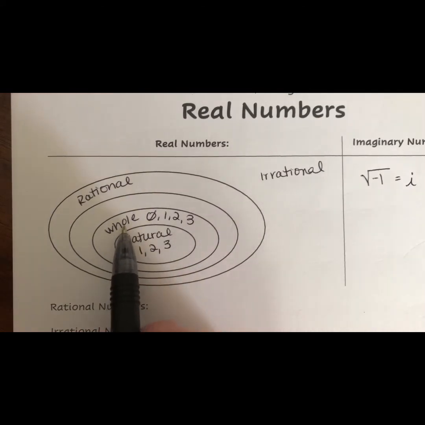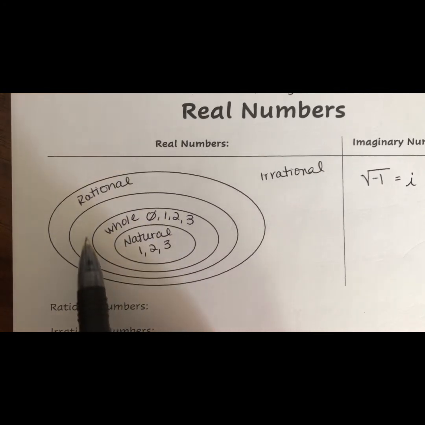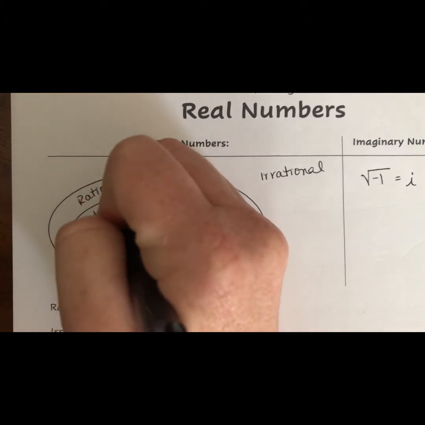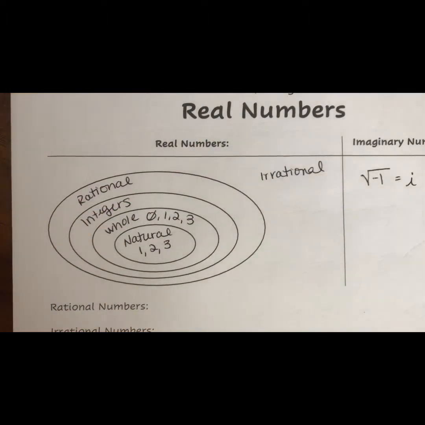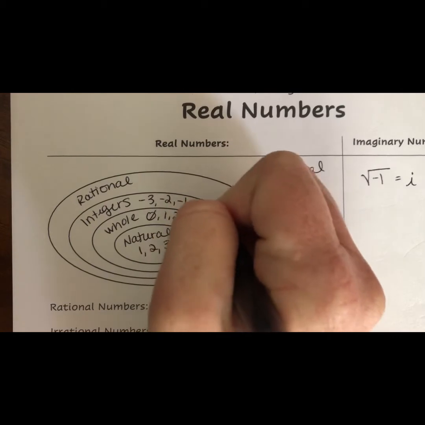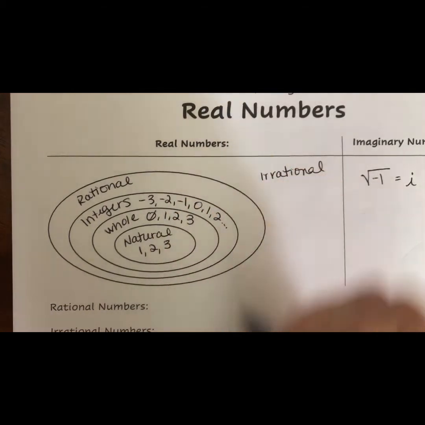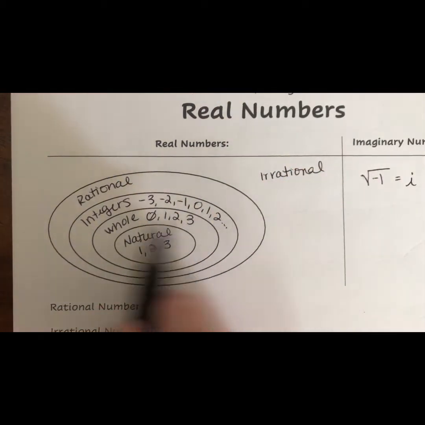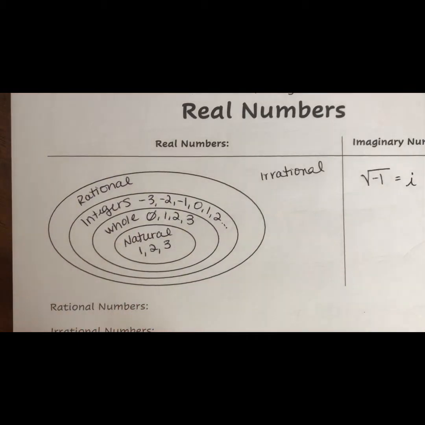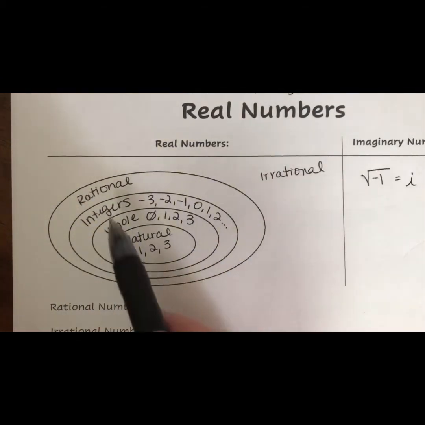Some people say they remember that because the word whole has an O in it, so the whole numbers have a 0. The next category after whole numbers are integers. Integers are also like counting numbers, but they're negative numbers, 0, and positive numbers. So -3, -2, -1, 0, 1, and they keep going on from there infinitely. So all the counting negative numbers, 0, and all the positive counting numbers. And then all of those can be categorized as rational numbers.